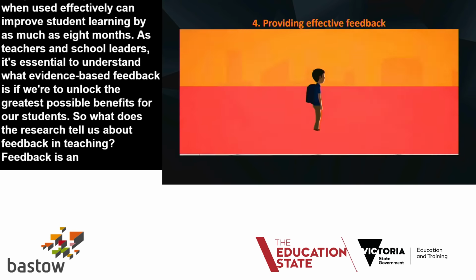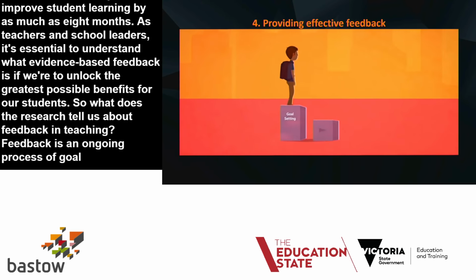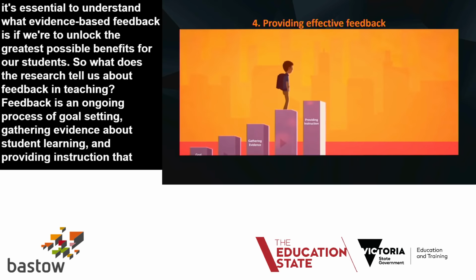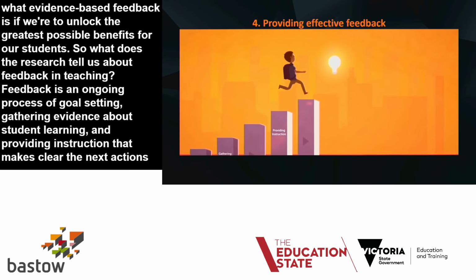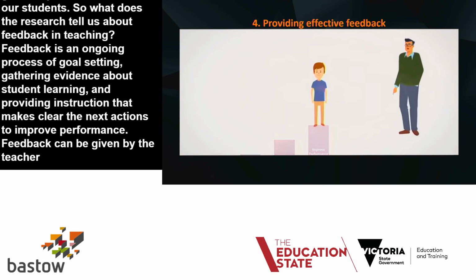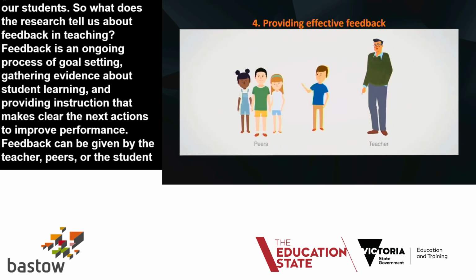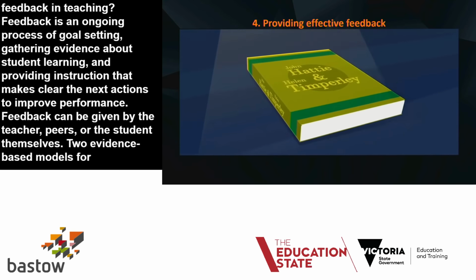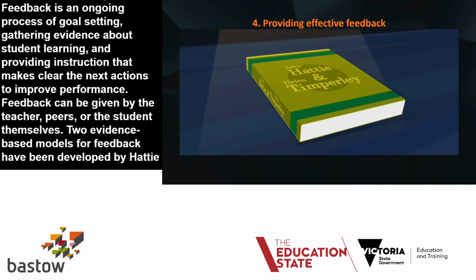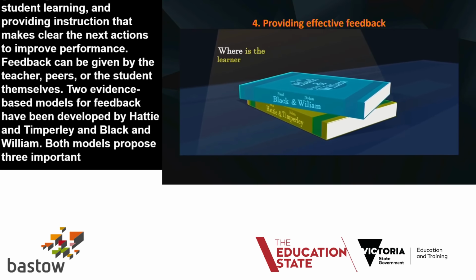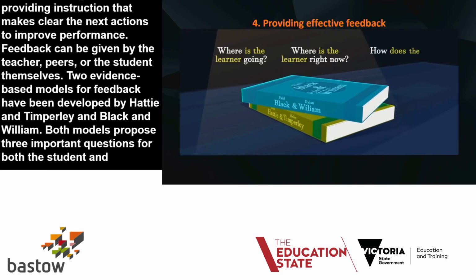Feedback is an ongoing process of goal setting, gathering evidence about student learning, and providing instruction that makes clear the next actions to improve performance. Feedback can be given by the teacher, peers, or the student themselves. Two evidence-based models for feedback have been developed by Hattie and Timperley and Black and Wiliam. Both models propose 3 important questions for both the student and teacher to consider.